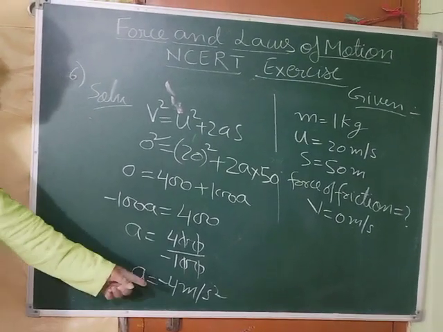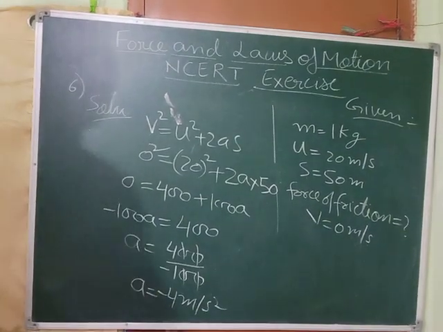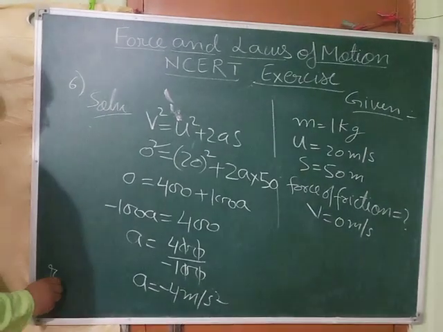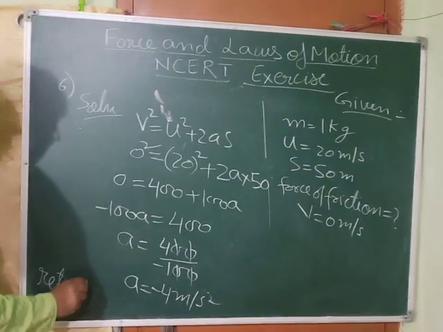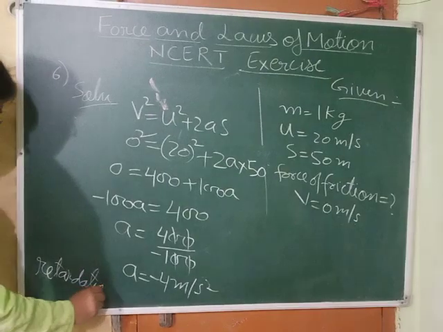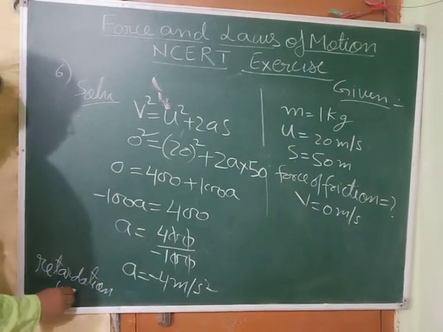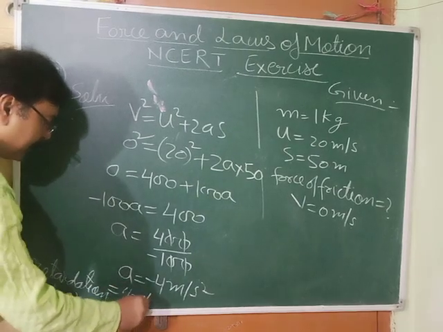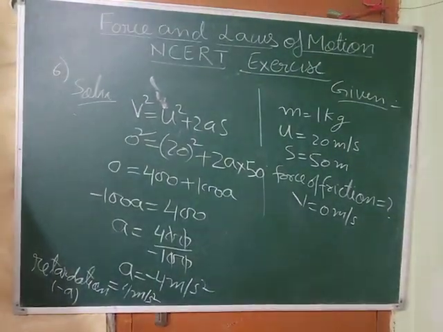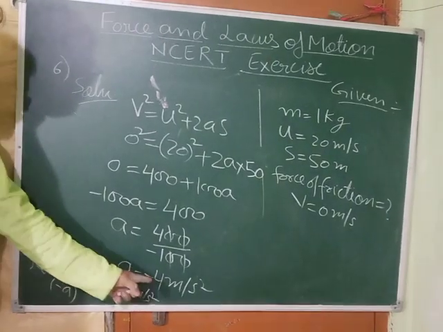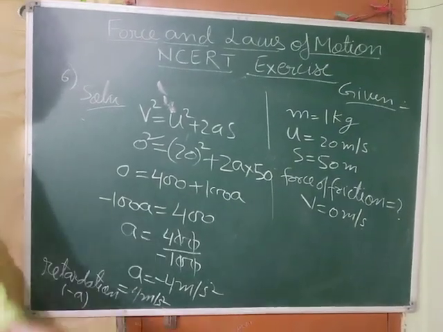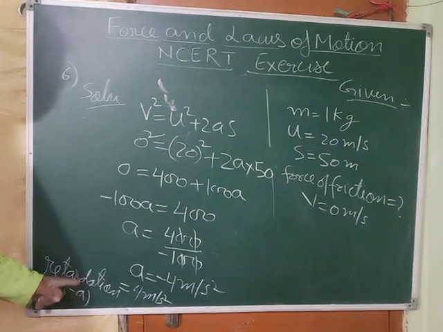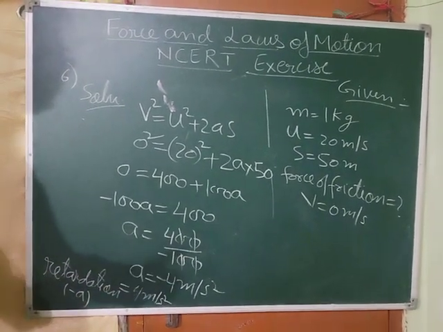When you are getting answers like this, suppose you got this answer and you are writing retardation, or you are writing minus a, because minus a is retardation, then you have to write 4 meter per second square. When you are writing acceleration, then you will write minus 4 meter per second square. Remember, when you are writing retardation, then you will write plus 4 meter per second square, because retardation means already there is a minus. Clear?